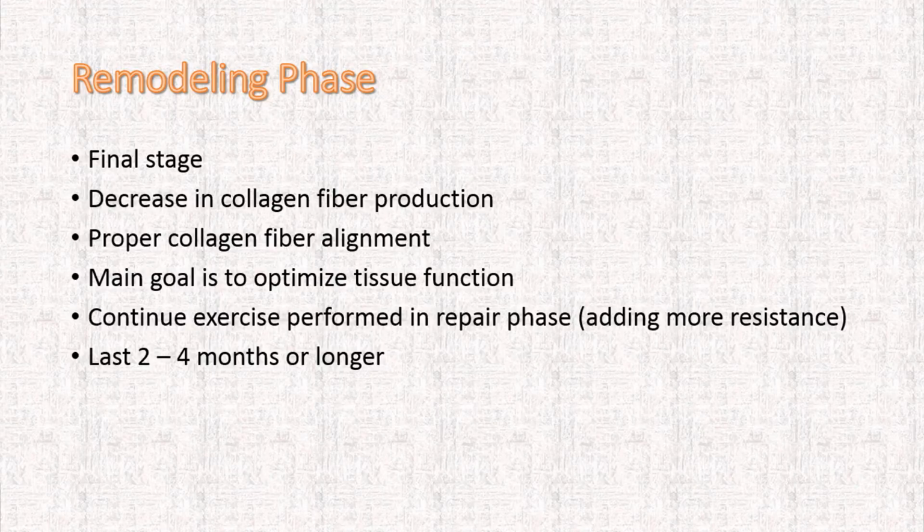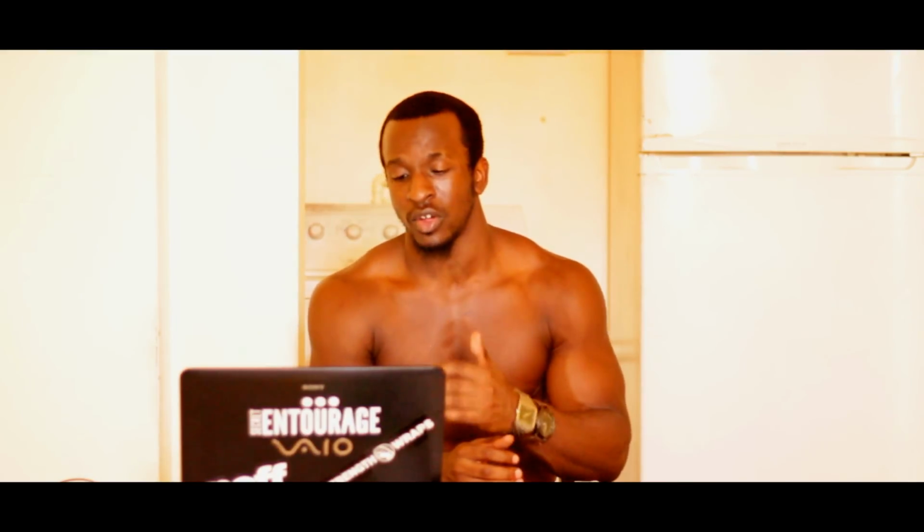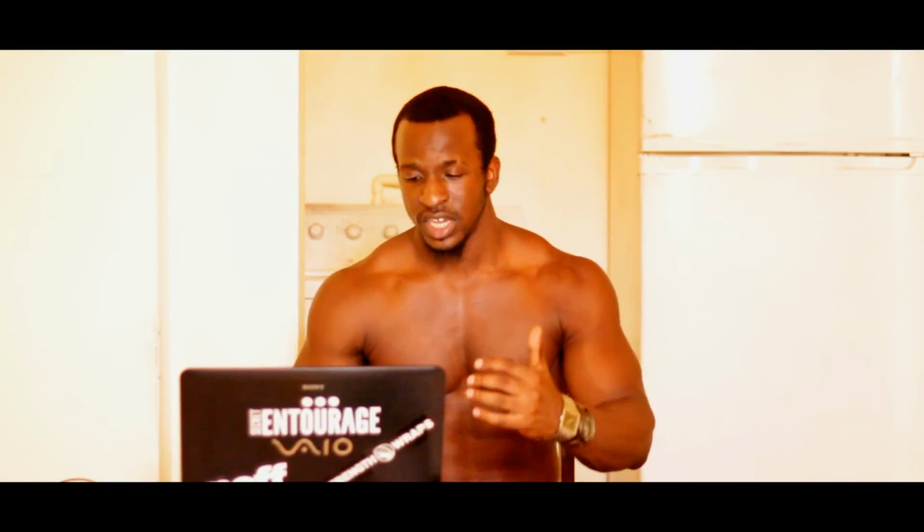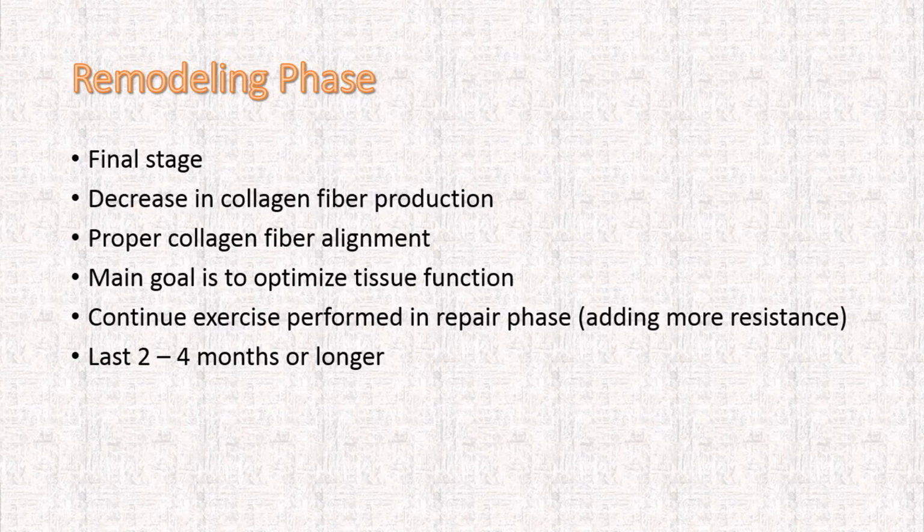So let's move on to the last one, which is the remodeling phase. This is the final stage of an injury. Once again, depending on the severity of the injury, that will determine how long this will last. What happens in this stage is the decrease in collagen fiber production. Now all those fibers that were once laying transversely are taking their full strength, lying parallel to the lines of force. The proper alignment of the collagen fiber is coming in. So the main goal in this stage is to optimize tissue function.